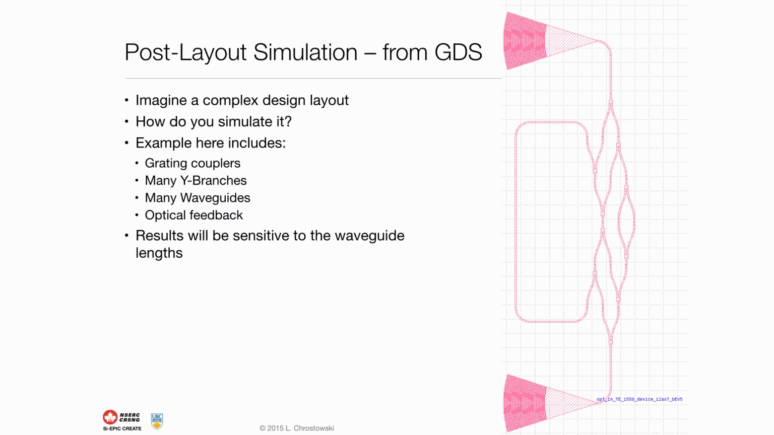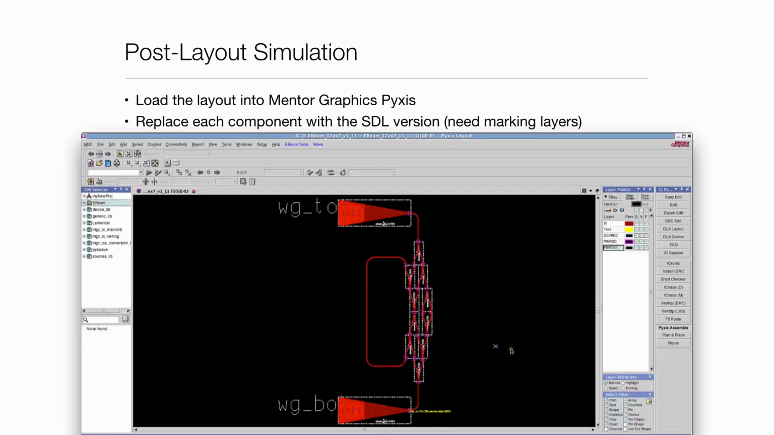Now imagine that you already have a layout and you want to simulate it. How can you do this? We will go through an example of this. This example includes the familiar components, namely fiber grating couplers, many Y branches, and many optical waveguides. The interesting feature that has been added is optical feedback by creating a loop of optical waveguide. We will see that the simulation results are sensitive to the waveguide lengths, and you can change the layout and simulate again until you are happy with your design. This is called post-layout simulation.